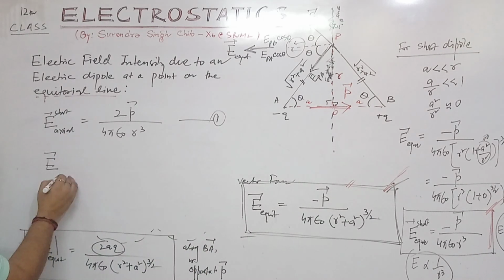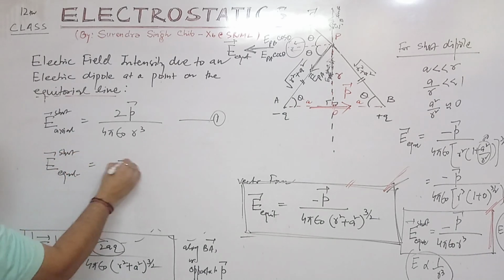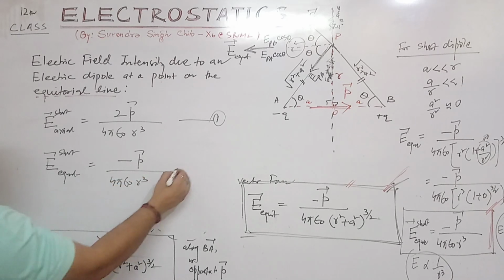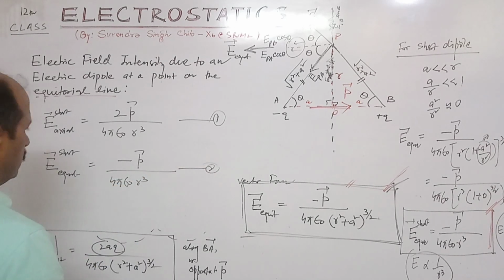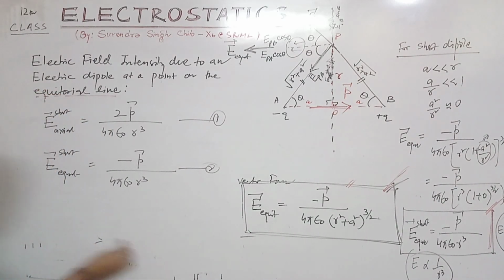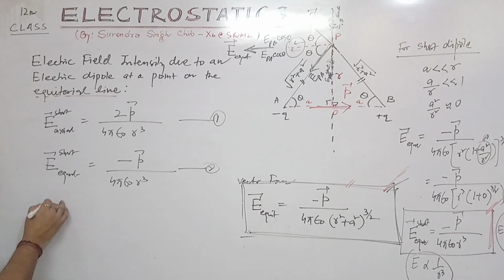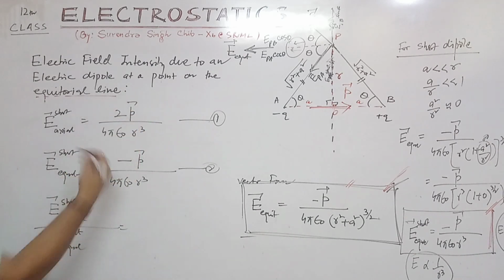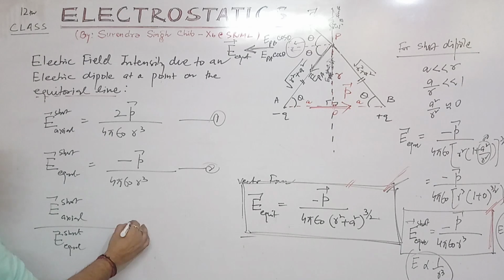Similarly, today we did E equatorial for a short dipole. It is minus P over 4 pi epsilon naught r cube. This is equation number 2. Now let's divide both. If we divide E short on the axial line by E for a short dipole on the equatorial line, what do we get? Minus 2.